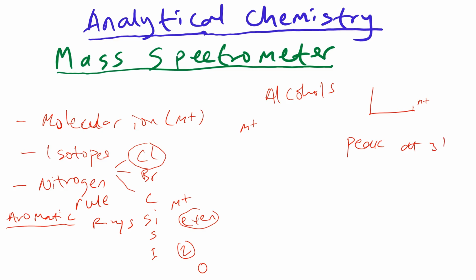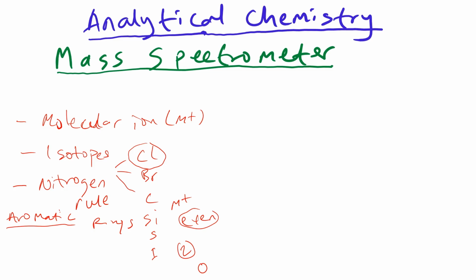Another thing to know here is that in primary alcohols, their peak at 31 is usually very prominent. Basically, it is the base peak. But if it's a secondary alcohol, the peak at 31 might not be that prominent. So the peak at 31 is more prominent in primary alcohols than in secondary alcohols, and more prominent in secondary alcohols than in tertiary alcohols. I'm talking about the peak at 31. So that's for alcohols.